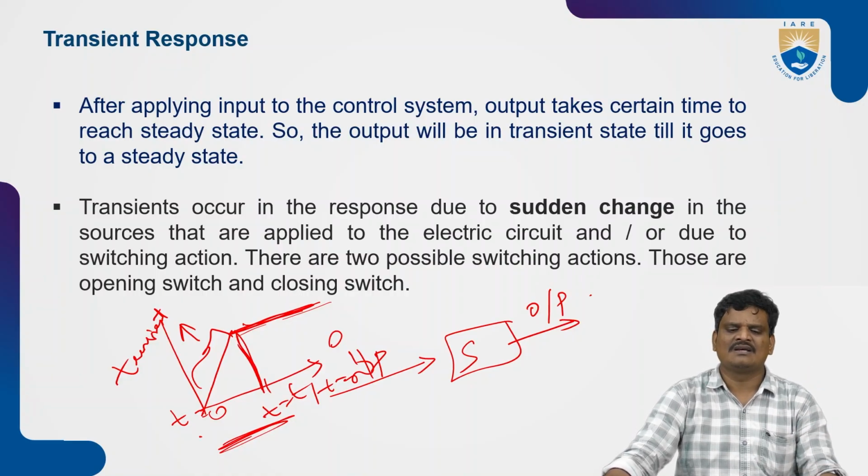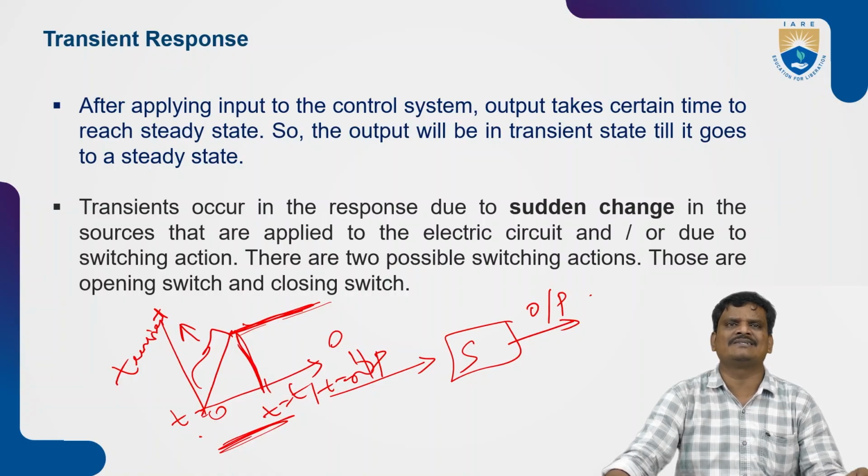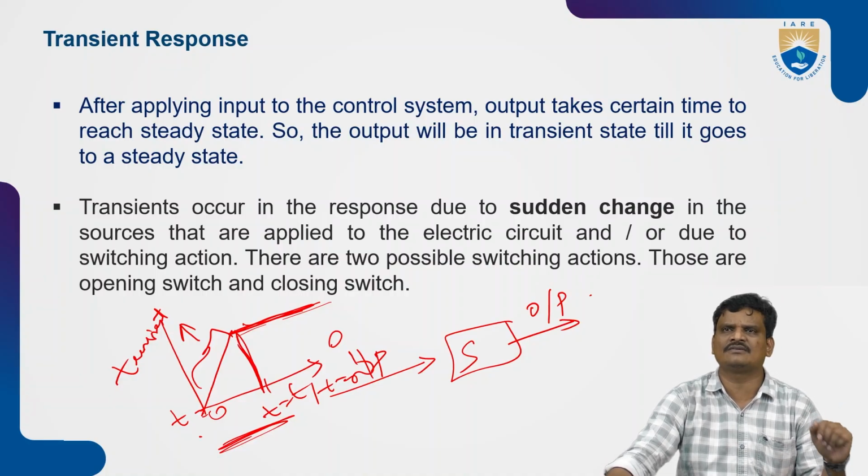The transient mainly occurs due to a sudden change in the sources applied to the circuit, sudden changes to the elements applied in a circuit, or the sudden switching action, like opening a switch or closing a switch. Mainly, transients in a particular circuit occur due to the presence of energy storage elements, either an inductor or a capacitor, or due to the presence of a switch, where opening the switch may cause a transient, or closing the switch may also cause a transient in a particular circuit.